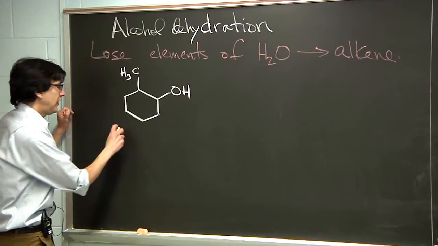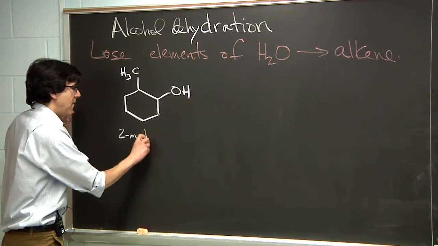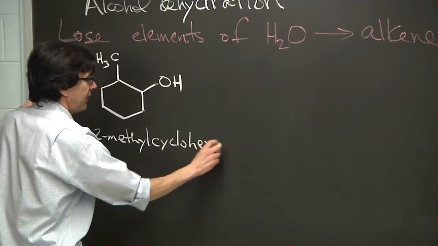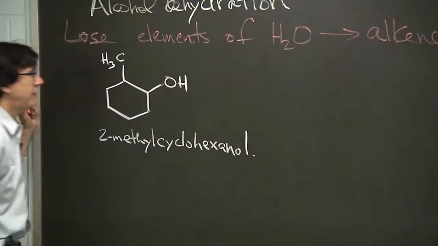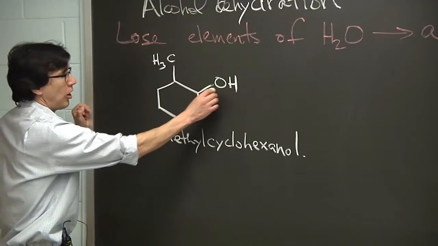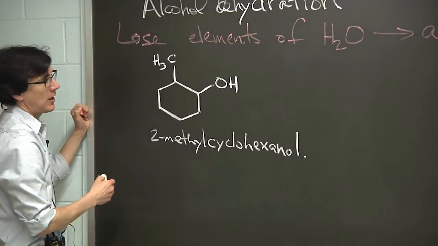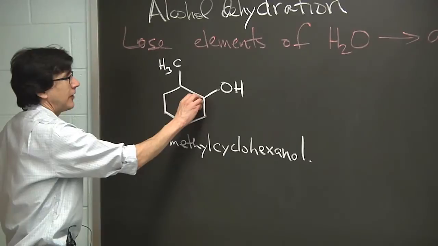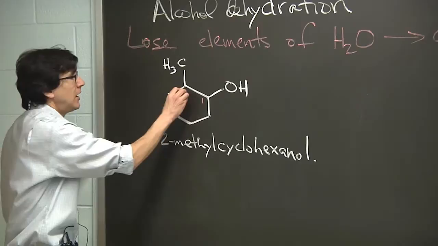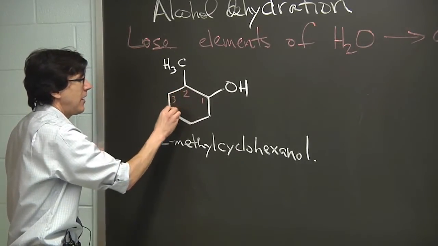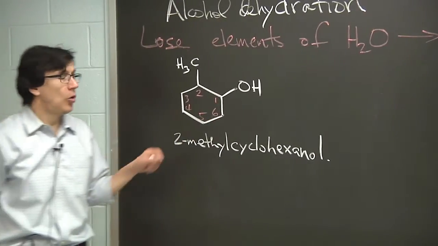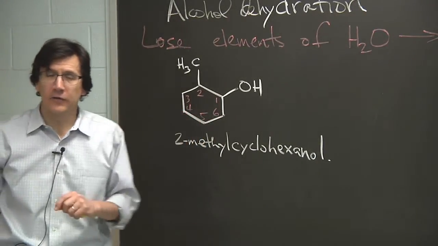All right, so this is 2-methylcyclohexanol. All right, so here's the 6-membered ring. That's the cyclohexane part. It's an alcohol, so an alcohol has an OH group attached. And so the way that this is numbered is the alcohol carbon has number 1, and then we would number this way so as to give the methyl-bearing carbon the number 2, and so on. Okay?